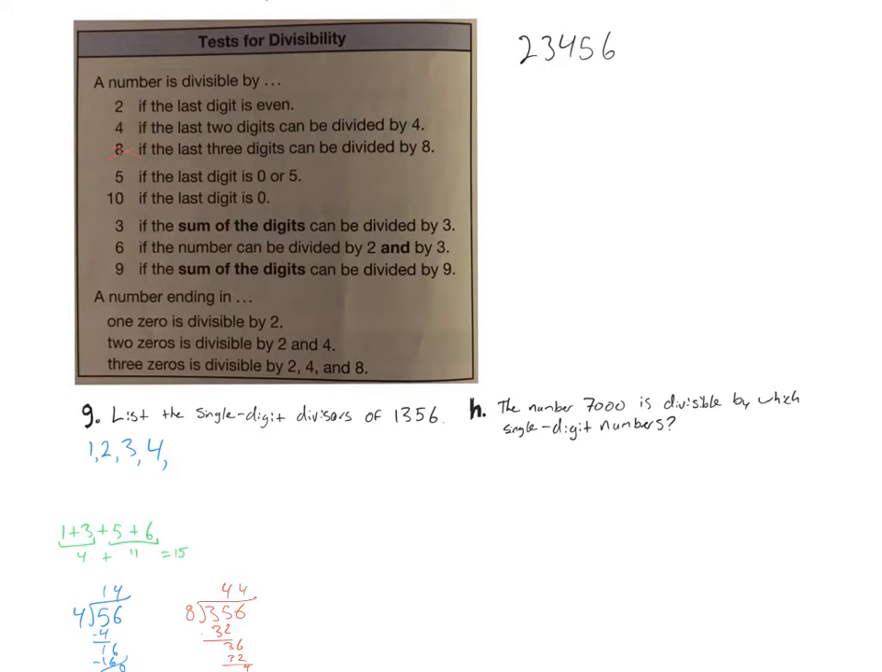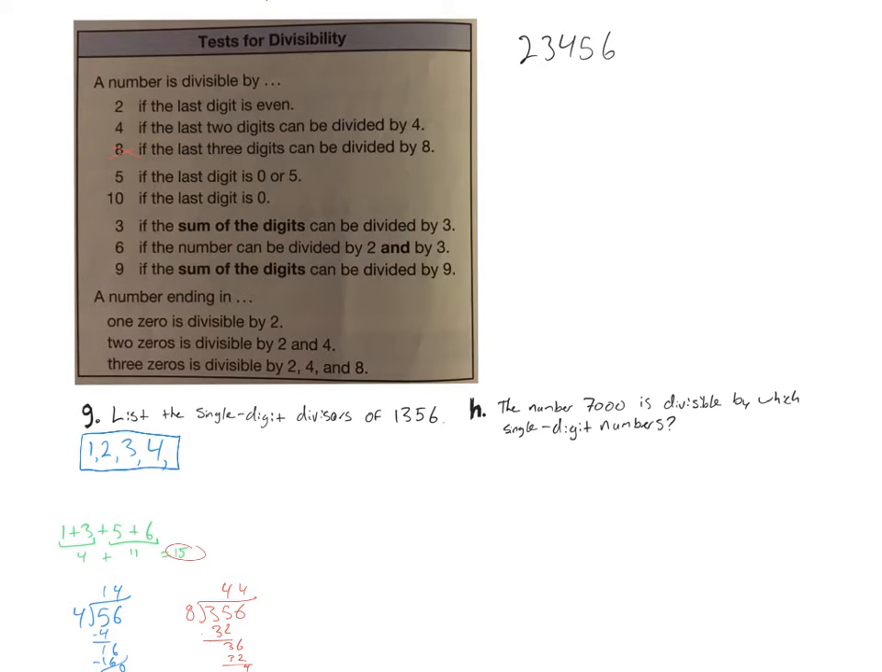And then 9, if the sum of the digits is divisible by 9. Well, we already added the digits to get 15. 9 does not go into 15, so I'd not list 9 either. So that would be my answer right here: 1, 2, 3, and 4.